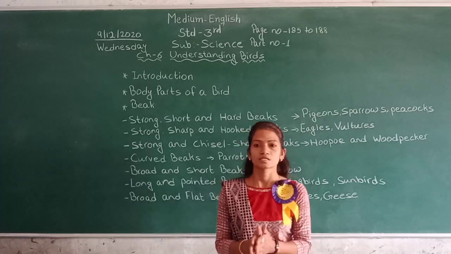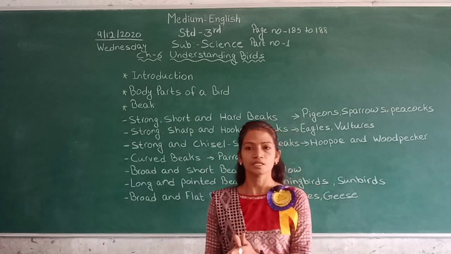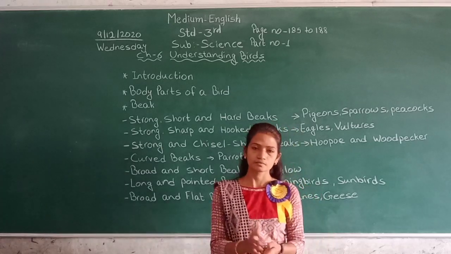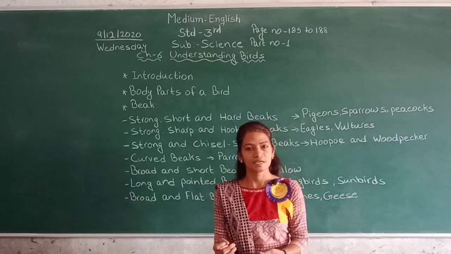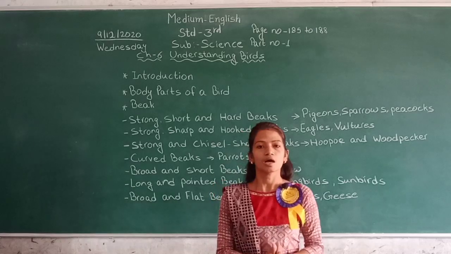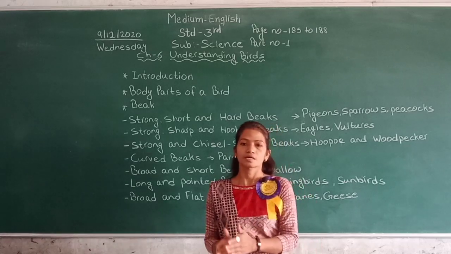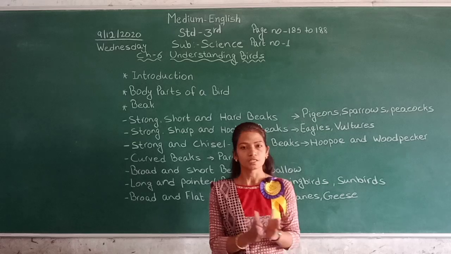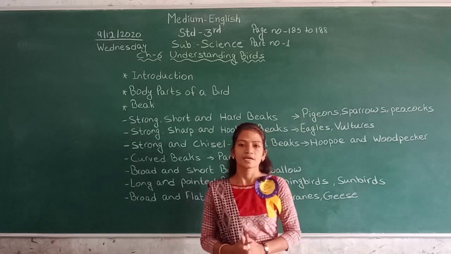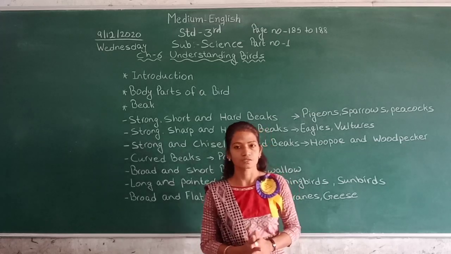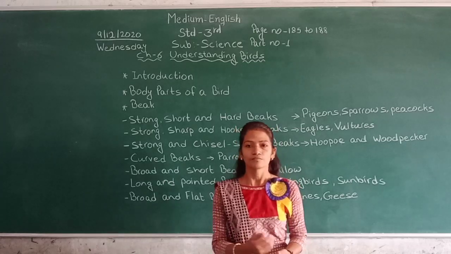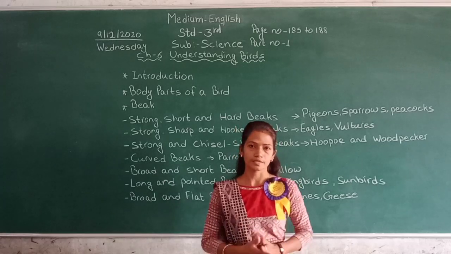So these birds take in muddy water with insects, worms and small plants. That's why the muddy water flows out through these two holes, leaving the plants and insects inside the beaks. That's why ducks, cranes and geese have broad and flat beaks.